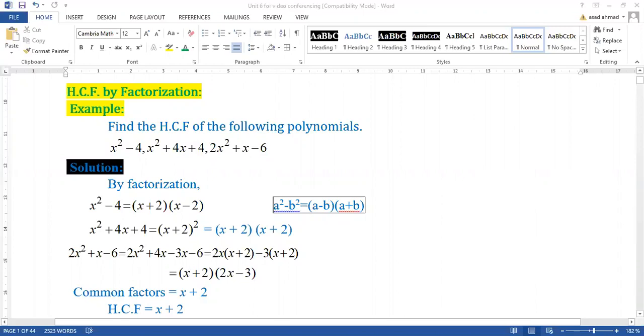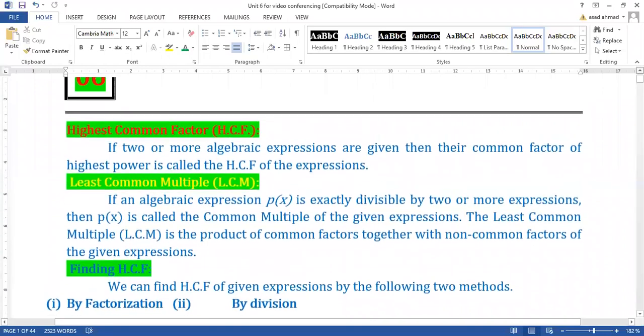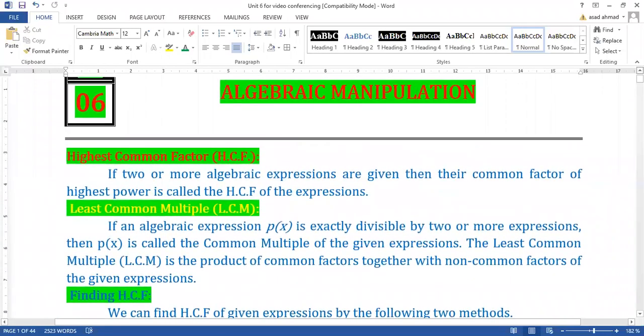Today we will learn about algebraic manipulations, which actually contains two major topics, HCF and LCM of algebraic expressions. If we read the definition of HCF, it states that if two or more algebraic expressions are given, then their common factors of highest power is called the HCF of the expression.